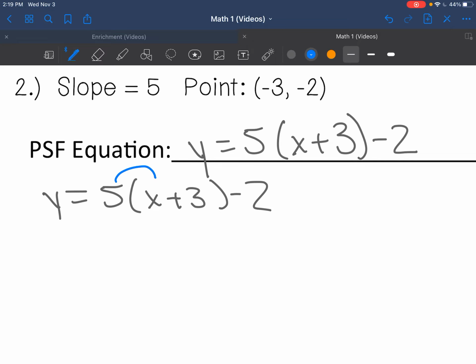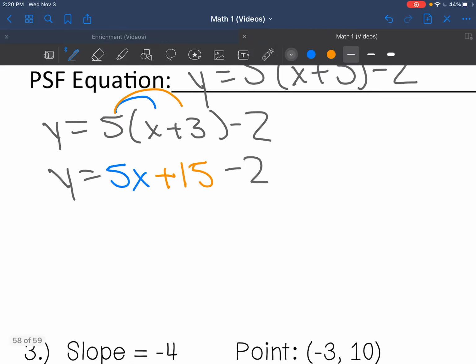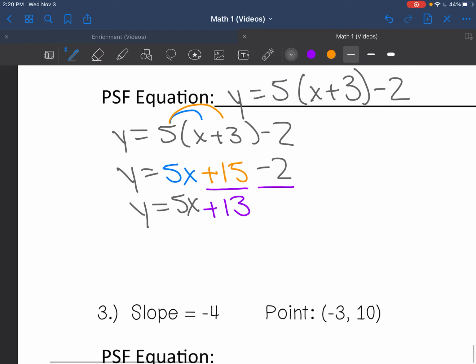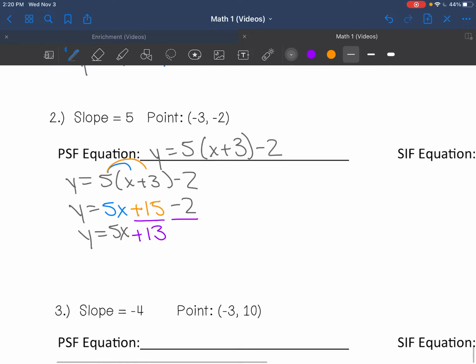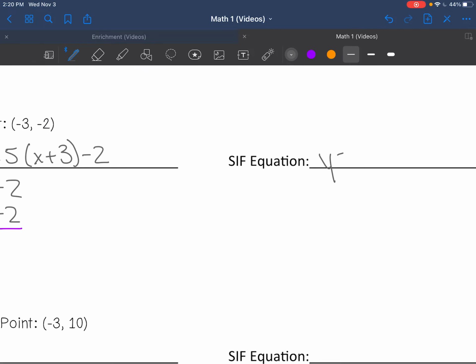So we distribute the 5, so 5 times x is 5x. Then we distribute the 5 to the 3, and 5 times 3 is 15, and it stays positive. We didn't mess with anything else, so we just bring all the other pieces down. Then we need to combine like terms, and our like terms are 15 and minus 2. Well, 15 minus 2 is 13, so we have a plus 13. We bring everything else down. And look, that is now in slope-intercept form. So we have y equals 5x plus 13.